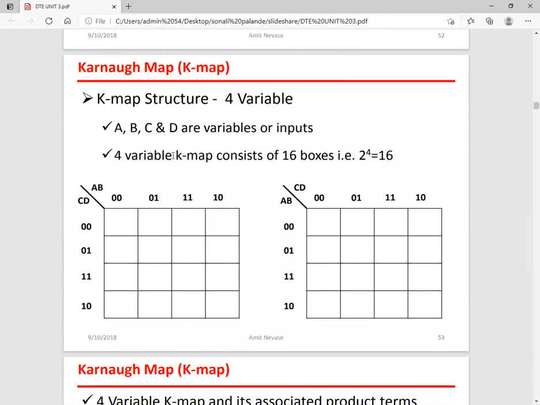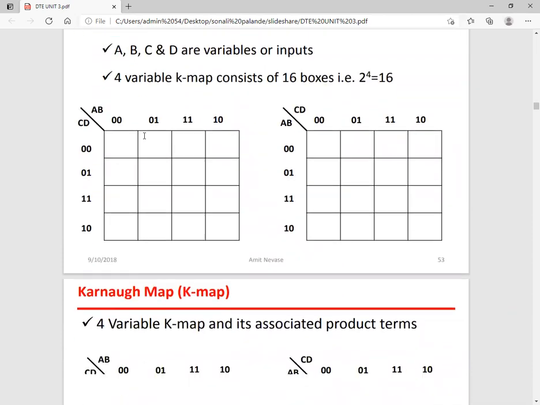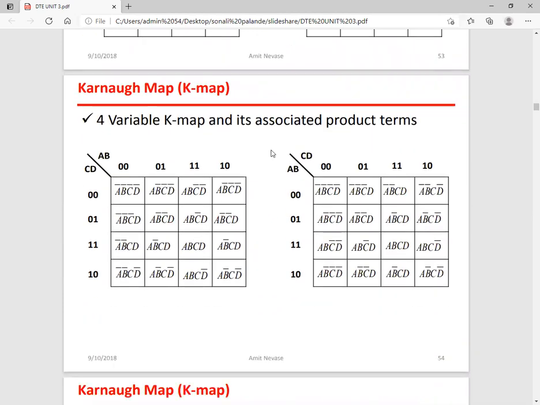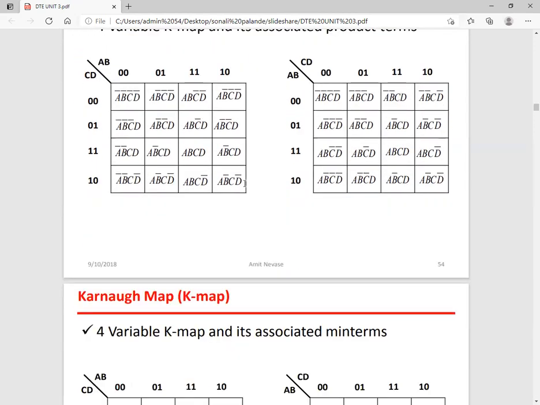Then Kmap structure for 4 variables. A, B, C, D are the 4 variables or the inputs. And the boxes are 16, that is 2 raised to 4 is equal to 16. So here is the value of A and B, and here is the value of C and D. The 4-variable Kmap and its associated product terms: if A is equal to 0, B is equal to 0, C is equal to 0, D is equal to 0, that is A bar, B bar, C bar, D bar. And likewise these values.